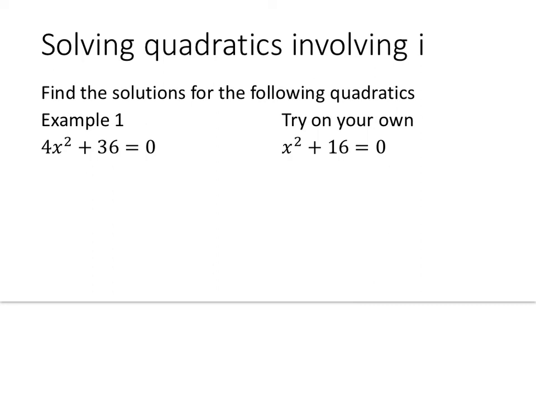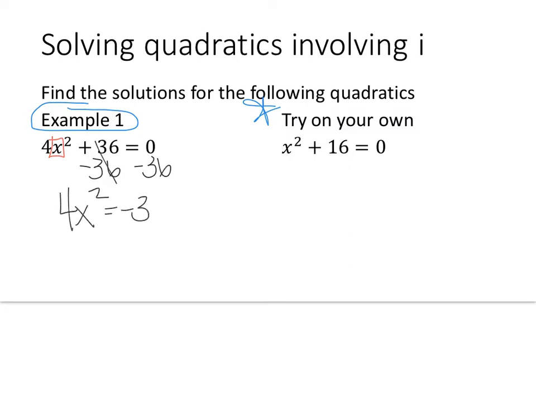So if you see here, we have example 1, so we'll do this one together, and then this is actually the first try on your own problem. You're going to have 2 more try on your owns. I want you to find the solutions for the following quadratics, and we're actually going to do this by just solving. So I need to get x by itself. So the first thing I'm going to do is subtract 36 from both sides. And then I want to divide both sides by 4. So I should get that x squared equals -9.